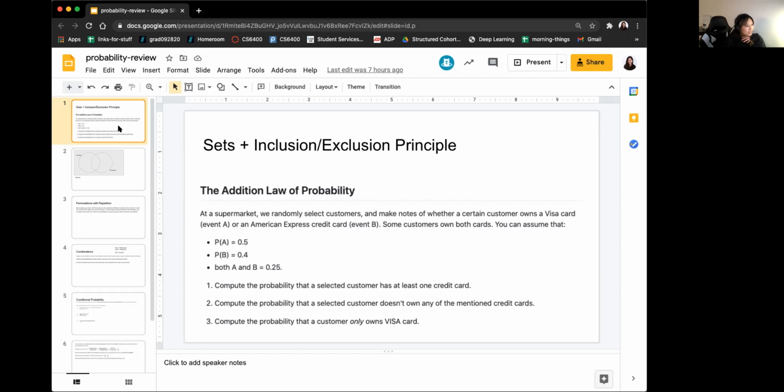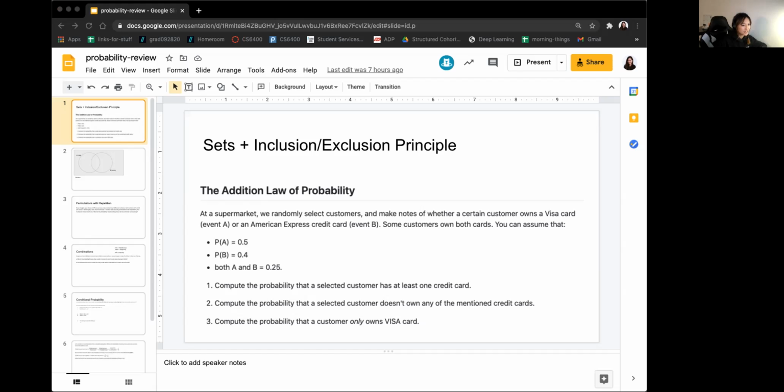All right, so the first question I have here is on set theory. And the important thing to get out of this is the inclusion-exclusion principle. That's actually a formula that I will write out in a little bit. But the question to start off is, we have a supermarket and we want to take note of whether customers have a Visa card or an Amex card or both.